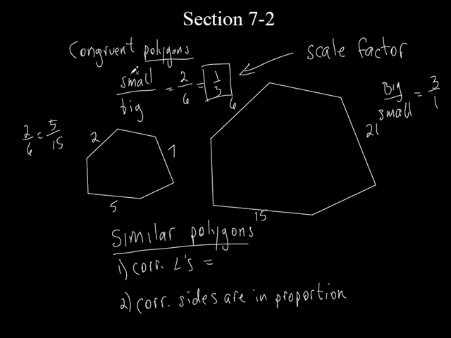All right, so if I say compare the small one to the big one, the scale factor would be 1 to 3. If I compared the big one to the small one, then it would be 3 to 1. Agreed? Because 6 over 2 is 3 over 1. 21 over 7 is 3 to 1. 15 over 5 is 3 to 1. Make sense? Okay, so the scale factor is really a big deal and is very important.